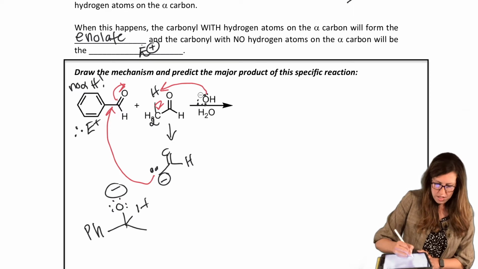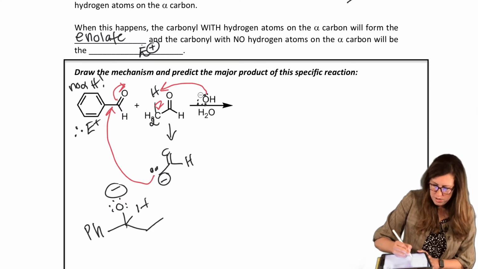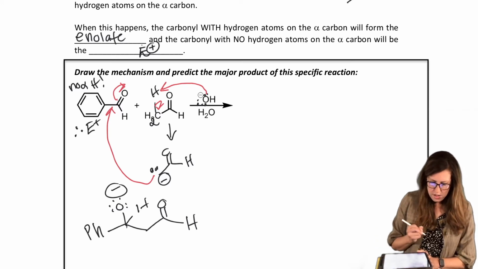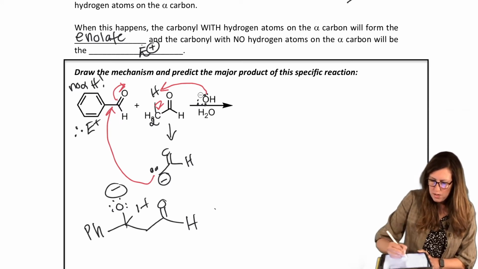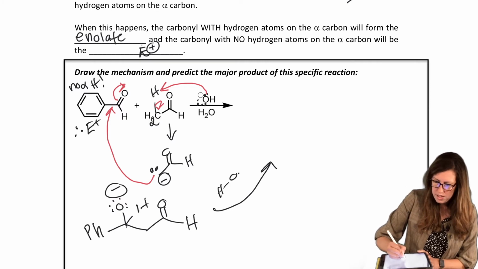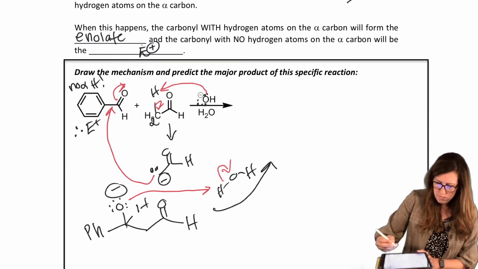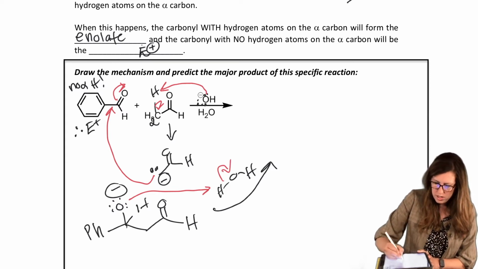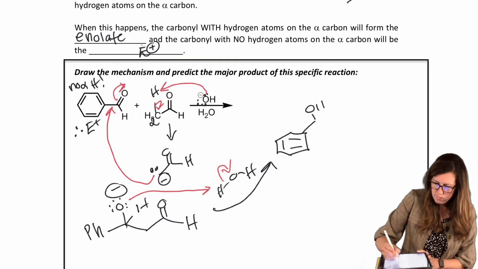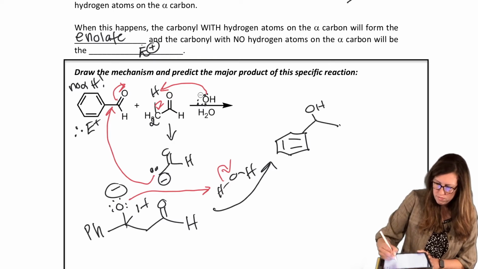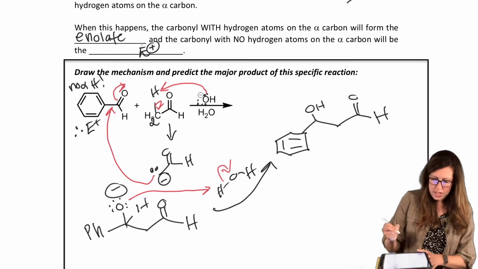New bond, alpha carbon from the aldehyde nucleophile, and the rest of the aldehyde drawn in. And then of course we neutralize. And then I'm going to start drawing in the whole thing. Okay, that's the addition product.